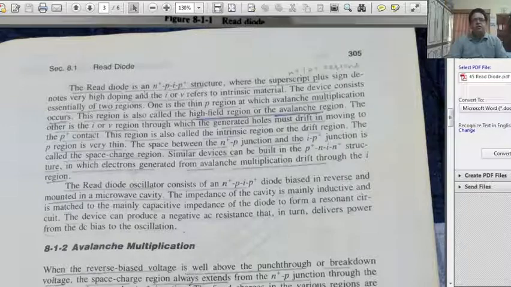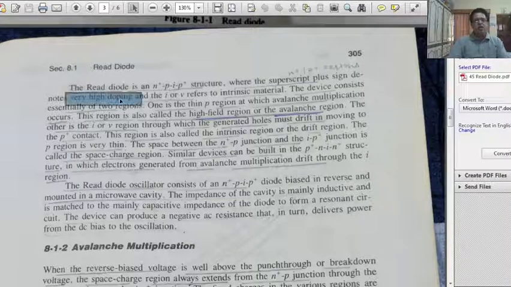The Read diode is an N plus P I P plus structure. That is very important, because you must remember the structure. This is not a simple PN junction structure or transistor structure. There are 4 regions, N plus, P, I, and P plus, where the superscript plus sign denotes very high doping.